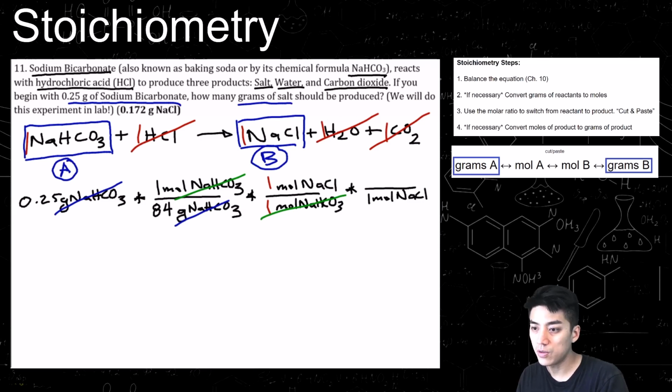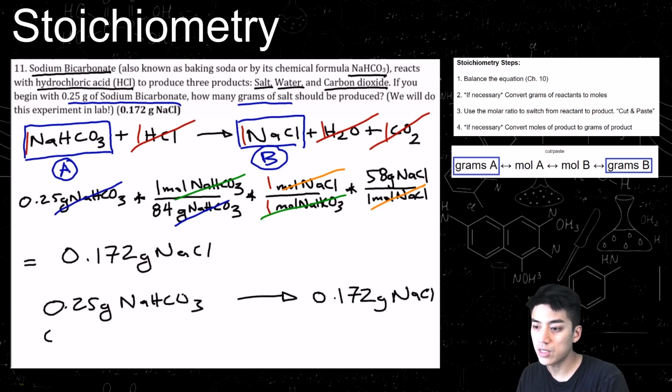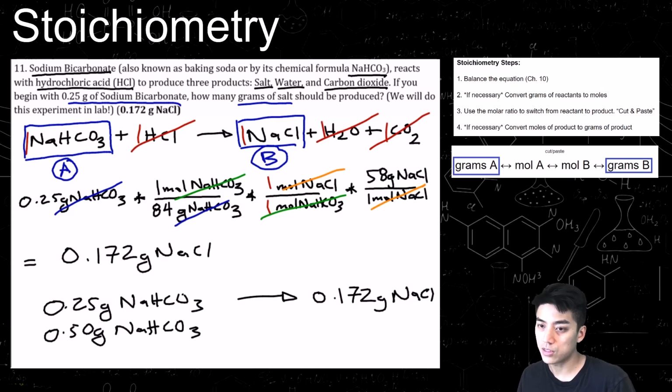Continue onwards. You want to put 1 mole of salt on the bottom and 58 grams of NaCl on top. That's the molar mass of salt. Cross those out. I'm going to use orange. And now we're left with 0.172 grams of NaCl. So that means 0.25 grams of sodium bicarbonate, baking soda, is able to produce 0.172 grams of salt. And again, stoichiometry is just ratios. So if I had twice the amount of baking soda, the reaction would go on for longer, assuming I have enough hydrochloric acid, and it would also produce twice as much salt. So 0.344 grams of salt.